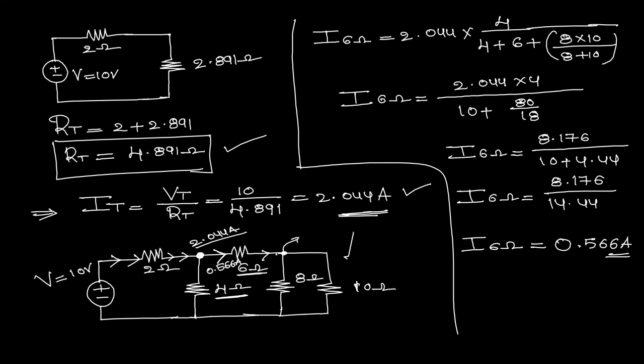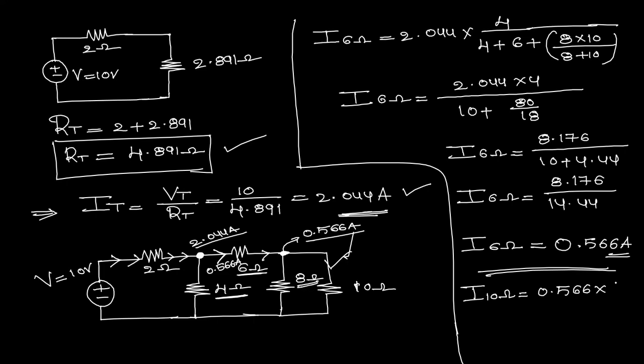It means the total current available at node point 2 is how much now? 0.566 ampere is the total current available at junction point 2. But our target is the current flowing through this particular 10 ohms. So that is the reason why we apply the current division rule again for the 10 ohms resistance. The current flowing through 10 ohms is equal to the total current available at junction point 2, which is 0.566, into opposite resistance, which is now only 8, divided by 8 plus 10.